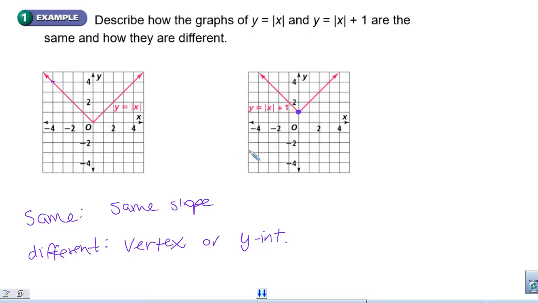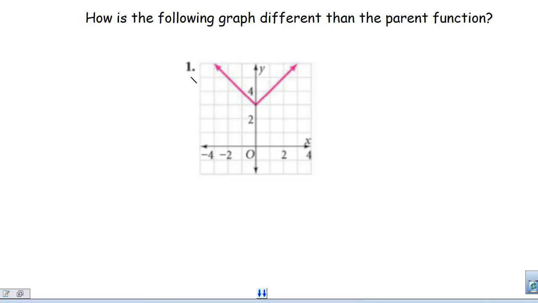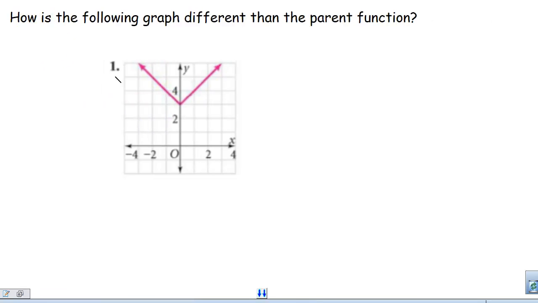Any questions on that so far? Yes, go ahead. Exactly. If it were -1, it would. So if we jump to our next page here, we have another graph.